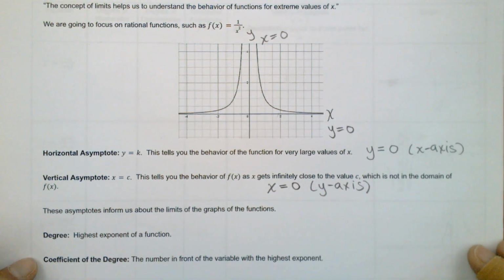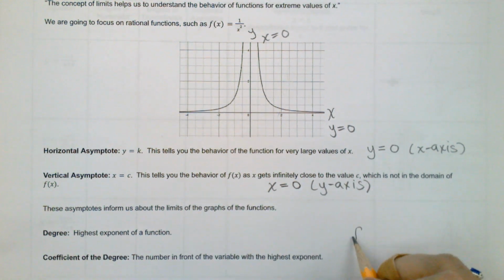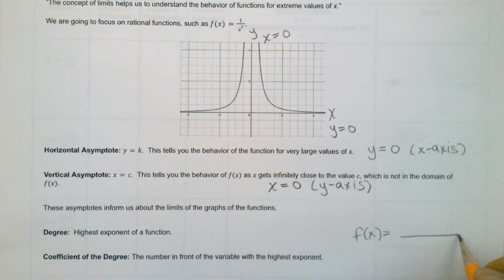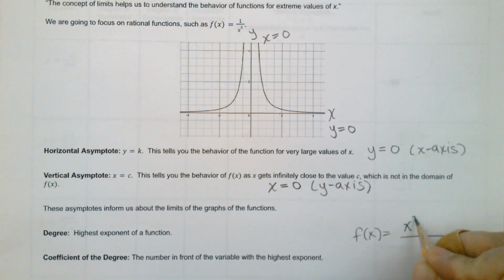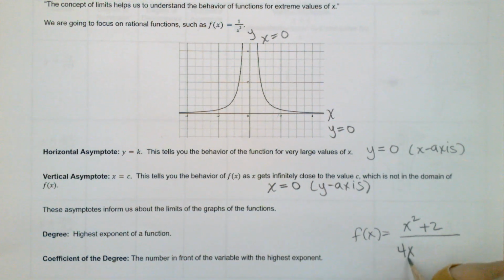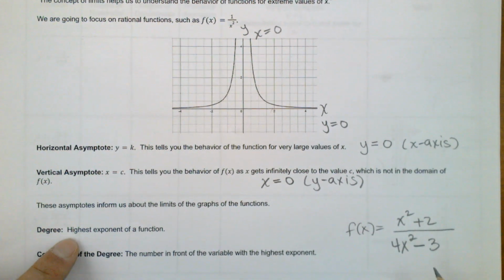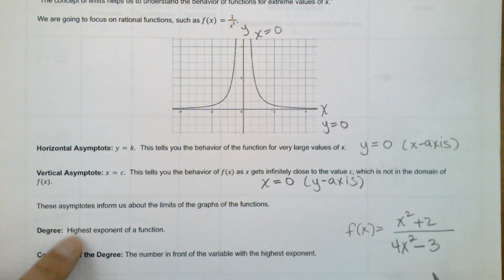Okay, a couple of things we need in order to find our vertical and horizontal asymptotes are the degree and the coefficient of the degree. We need to understand what these are. So the degree is the highest exponent of a function. And I'm going to give you another function here just so that we can look at the numerator and denominator. We have x squared plus 2, and let's say we have 4x squared minus 3. We're going to be looking at functions like this, and we're going to have to say what the degree of the numerator is and what the degree of the denominator is.